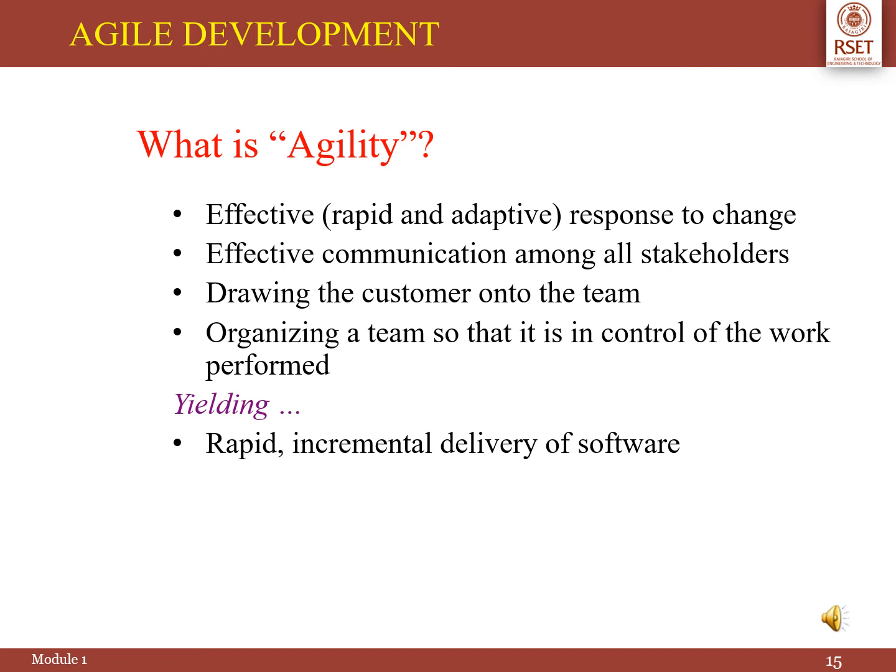Agile development. What is agility? Agility is more than an effective response to change. It encourages team structures and attitudes that make communication more efficient. It emphasizes rapid delivery of operational software and de-emphasizes the importance of intermediate work products. It considers the customer as a part of the development team and works to eliminate the us and them attitude that continues to pervade many software projects.